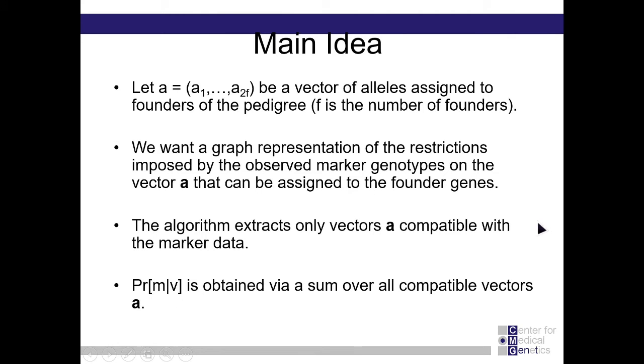The main idea: let A1, A2, up to AF be the vector of alleles assigned to the founders of the pedigree, where F is the number of founders. We want a graph representation of the restrictions imposed by the observed marker genotypes on how the vector A can be assigned to the founder genes. This algorithm extracts only vectors A compatible with the marker data. So P(M | V) is obtained via a sum over all compatible vectors A.